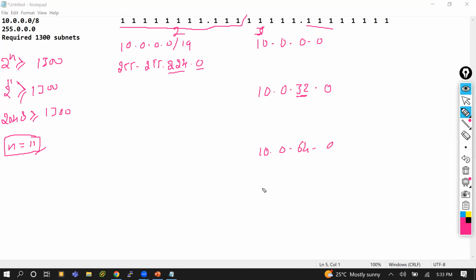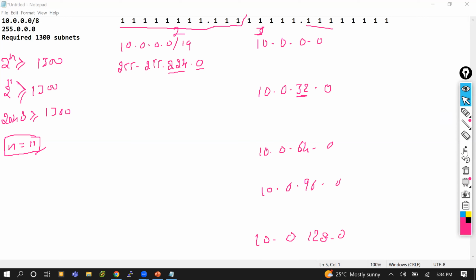10.0.64.0 is the next network. Next, 10.0.96.0 is the next network. Next, 10.0.128.0 network. This is how you have to do it. Got it? All right.